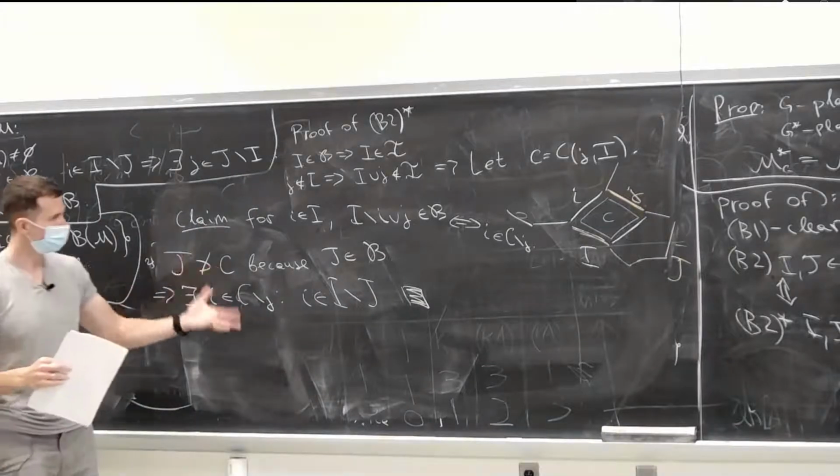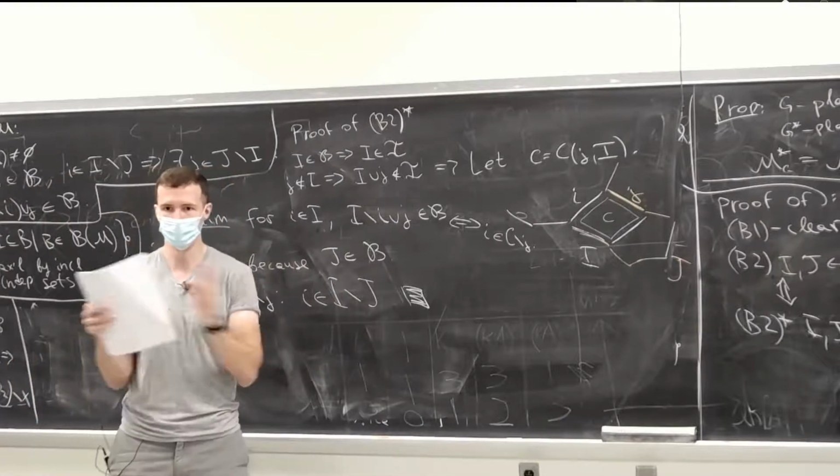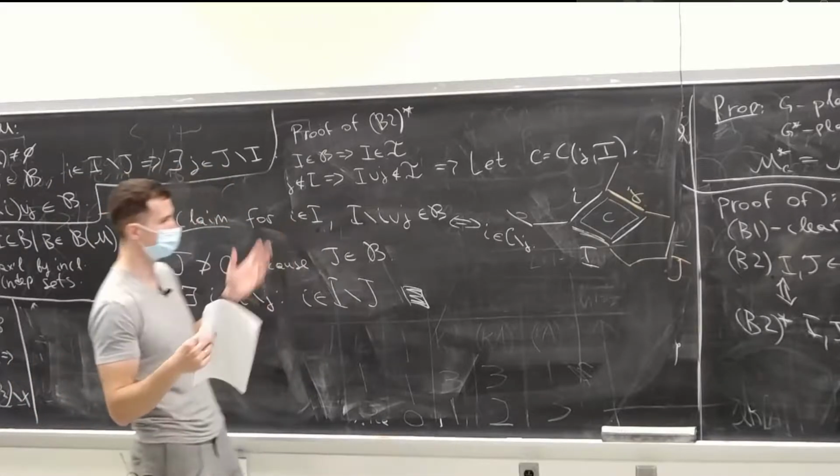And so this should give you a general idea of how these matroid proofs work. You just kind of juggle different sets and elements and axioms, and that's basically it.